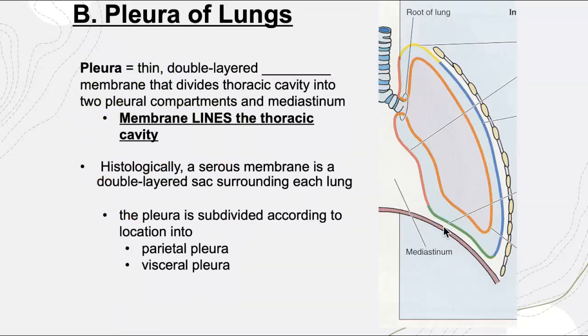Now let's talk about the pleura of the lungs. If you remember, we've talked about pleura before, and this is going to be a thin, double-layered serosal membrane that is going to divide our thoracic cavity into two pleural compartments and mediastinum. So we will have some membranes lining the thoracic cavity. Histologically, if we look at this, we see that double layer, and it is going to help surround each of our lungs here, and we're going to subdivide this into different names depending on where they are located.